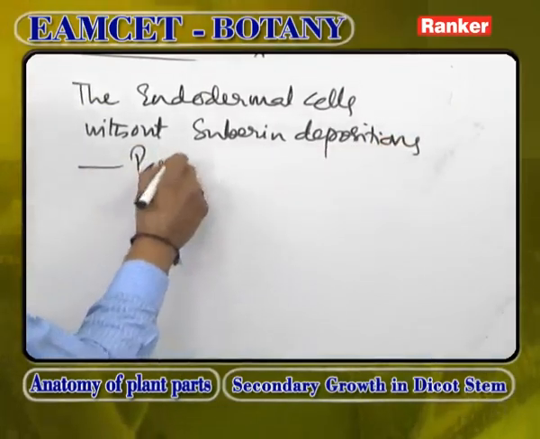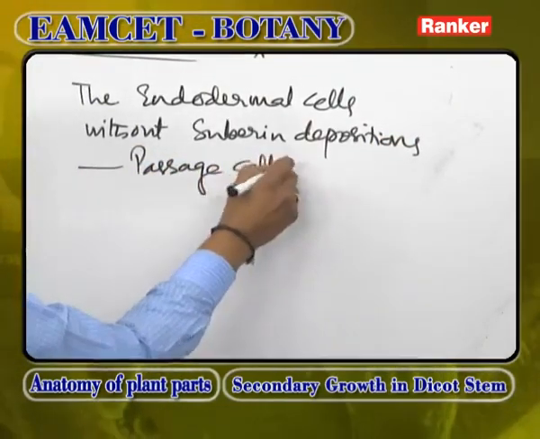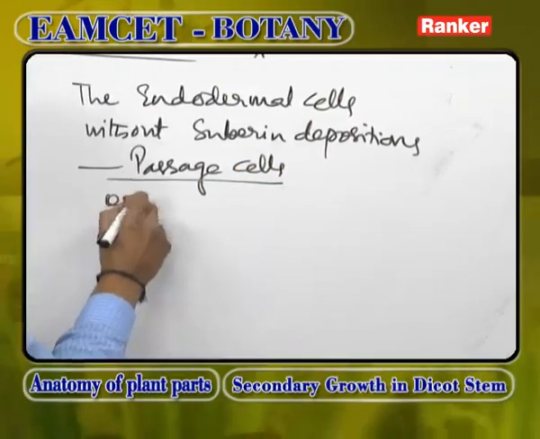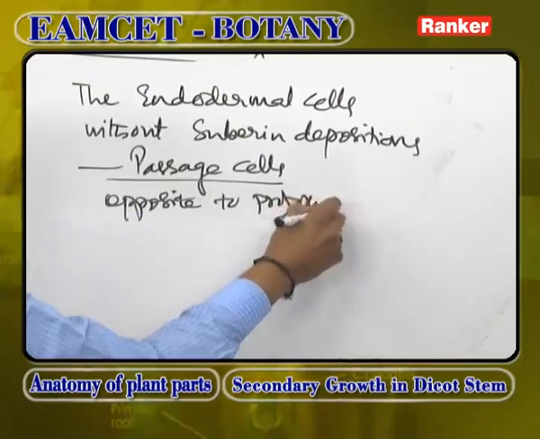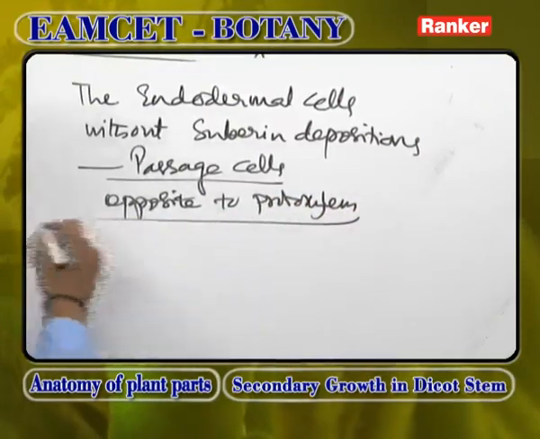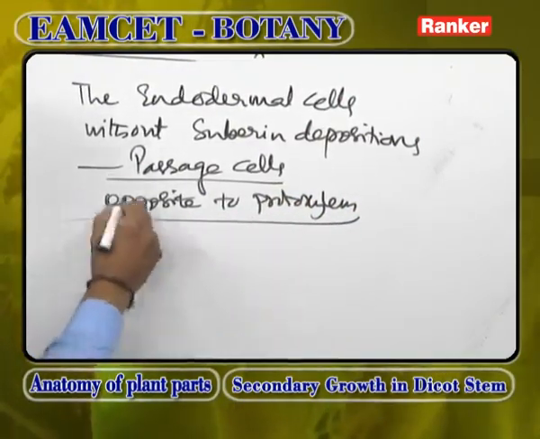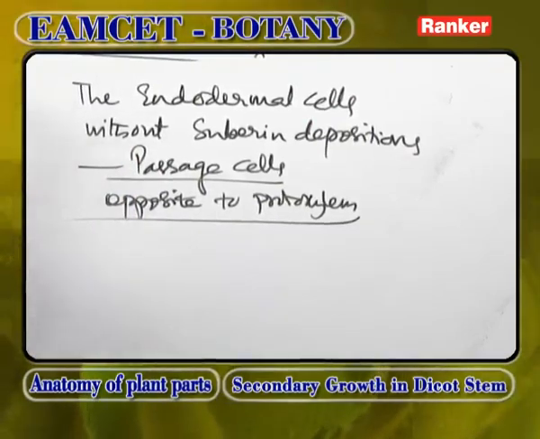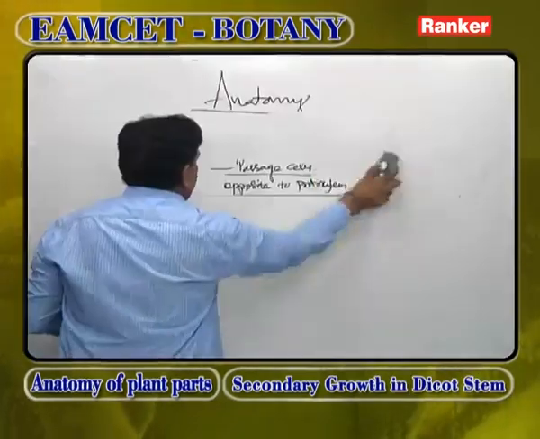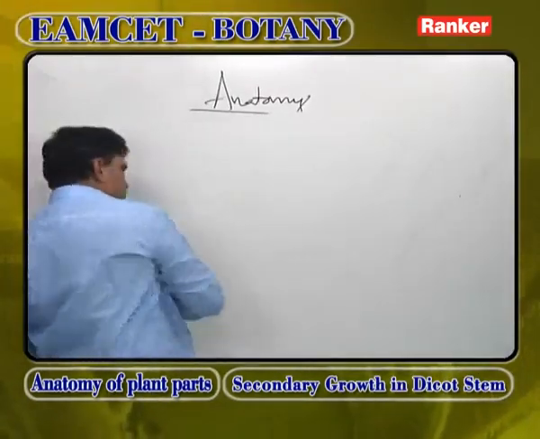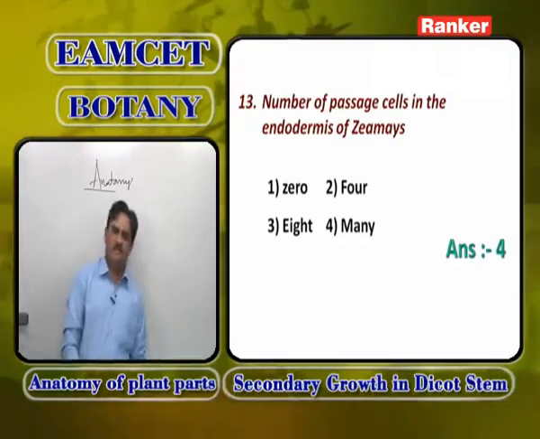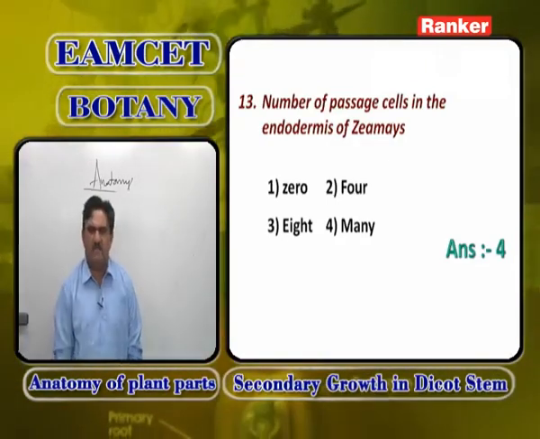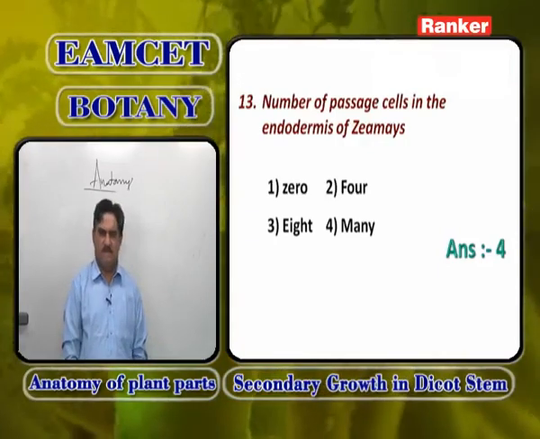Without suberin depositions are passage cells. These passage cells are present opposite to protoxylem, definitely. So, because of the opposite to protoxylem, one passage cell is present in Trapa, 2 passage cells are found in Nicotiana, 3 passage cells are found in Pisum, 4 passage cells are found in Gossypium, 5 passage cells are found in Ricinus, 8 passage cells are found in Castanea.